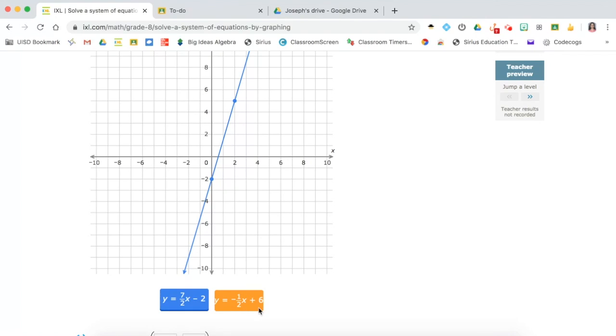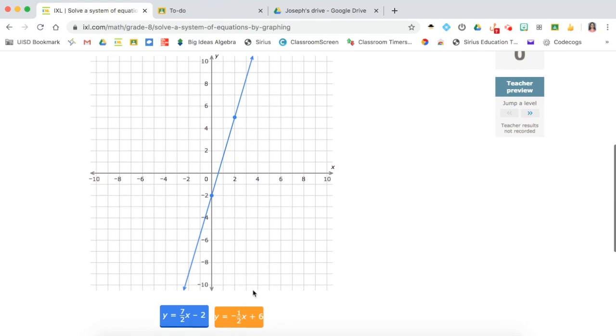Then I'm going to click on the yellow and I'm going to graph. I'm going to start at the y-intercept, +6. Here's +6. And then we're going to move down 1 because of that negative, down 1, and then 2 to the right. 1, 2, and there's my line.